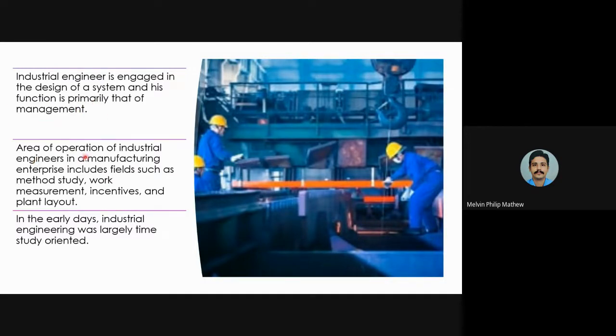Then the area of operation of an industrial engineer in manufacturing includes fields such as method study and work measurement. Method study, I have told you, is one of the functions of industrial engineering. Then work measurement, that is time study. Then comes incentives given to the labor, and then plant layout. These are the fields wherein he will look and operate, and based on that we will try to increase the productivity or the profit earned from certain areas of operations.